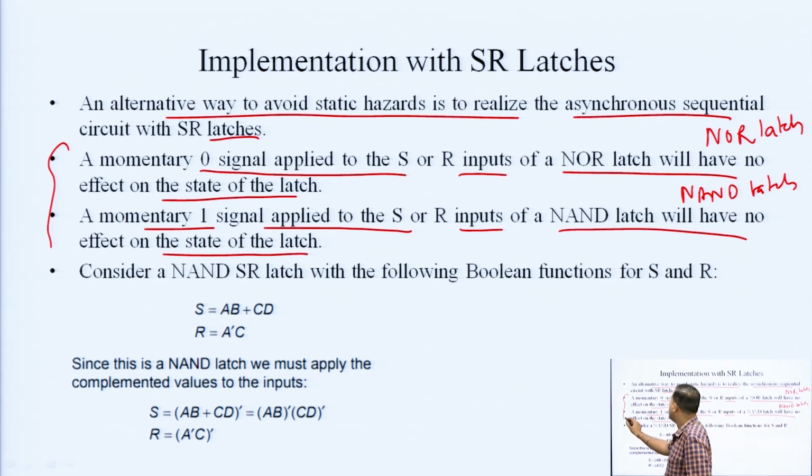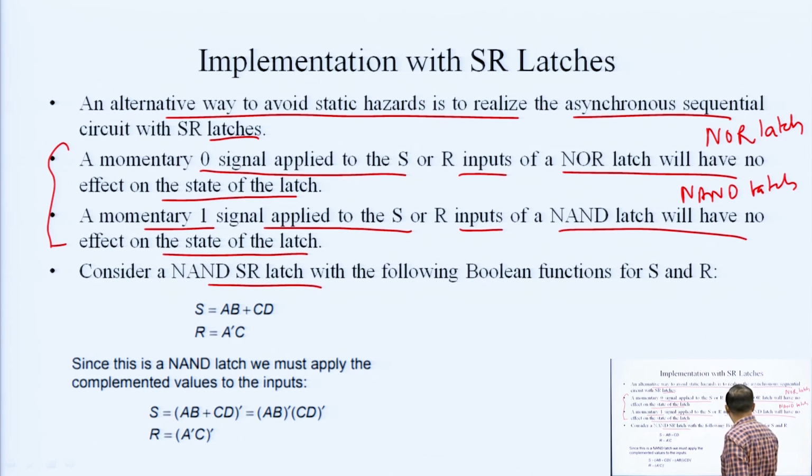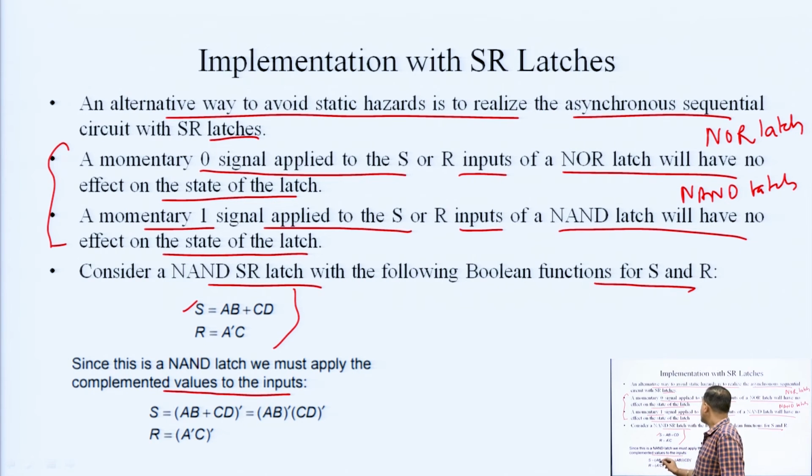So, these are the two concepts, and now here we are considering the NAND SR latch. We know that this is the Boolean function: S is nothing but AB plus CD, and R is equal to A bar C. So, these are the two conditions, S and R. Now, since this is a NAND latch, we must apply the complement values of the inputs. So, we are complementing: this is (AB plus CD) bar. By De Morgan's theorem, we will write it like that, (AB) bar into (CD) bar, and R is A bar C, so we can write (A bar C) whole bar.